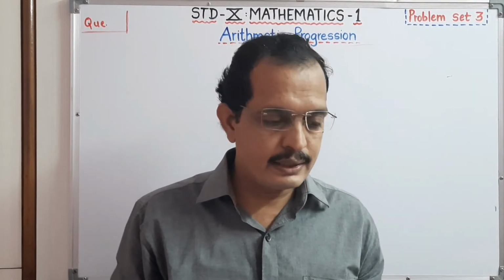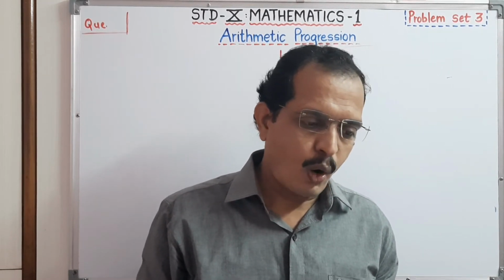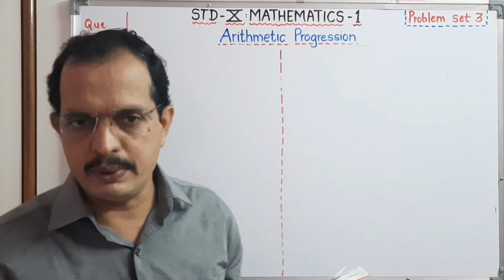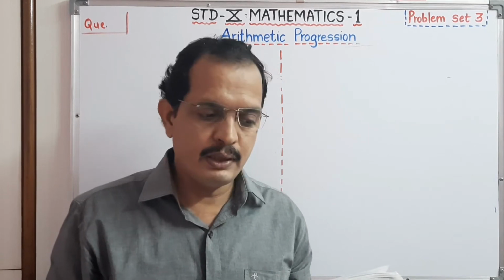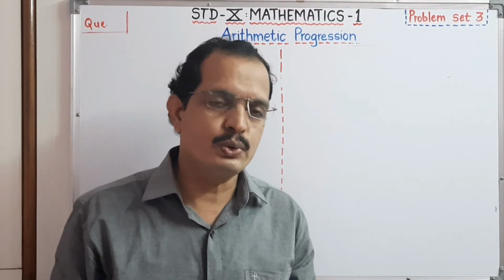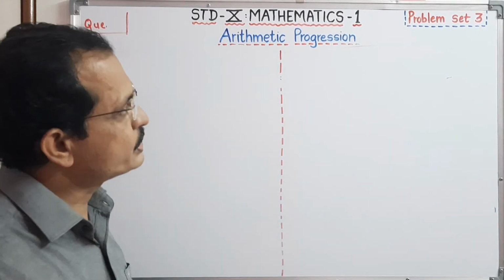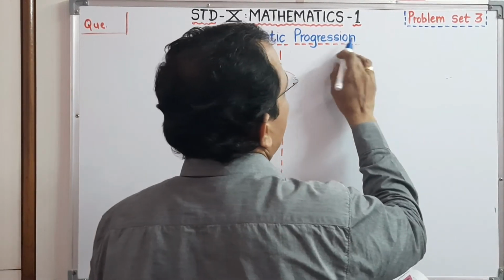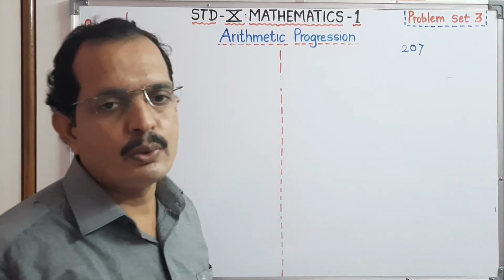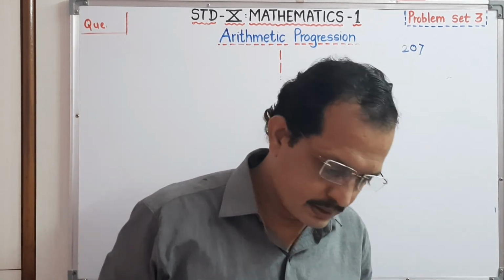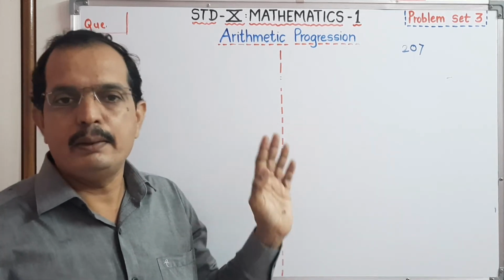Divide 207 into 3 parts such that all parts are in AP and the product of the 2 smaller parts will be 4623. Dear students, see what is given. One number is given, 207. This number we have to divide into 3 parts, and those 3 parts are in an AP.